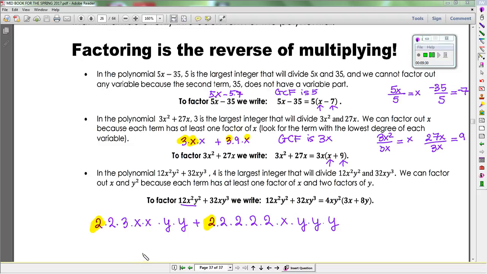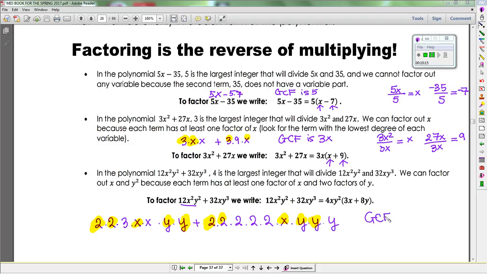They have 2 in common, and then another pair of 2 in common. They don't have a 3 in common, so we stop. Next, they have x in common, one pair of x. And they also have y in common, the first y and the next y. So let's write it down: 2, 2, x, y, y. 2 times 2 is 4, 4 times x is 4x, and y times y is y squared.